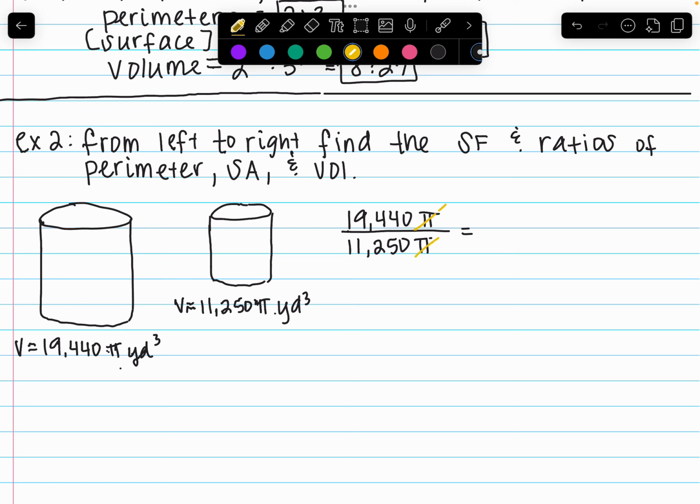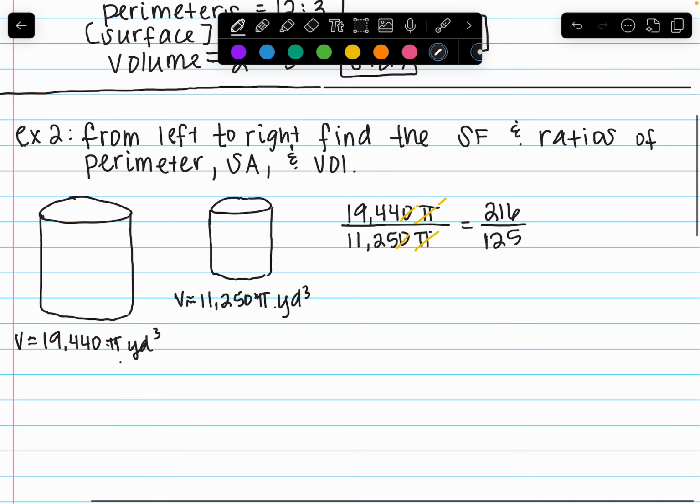And since there's pi in both the numerator and denominator, that can cancel out. Since both the numerator and denominator end in 0, we can ignore that. And then you can just put 1,944 and 1,125 in the calculator, divide them out. You should get 216 to 125. And so that is the ratio of the volumes.